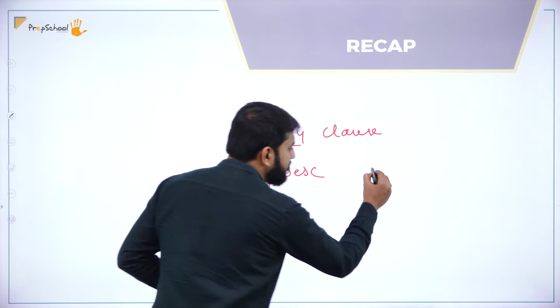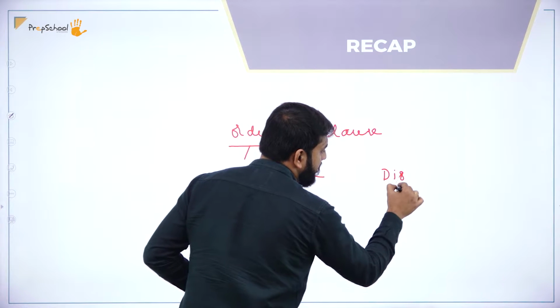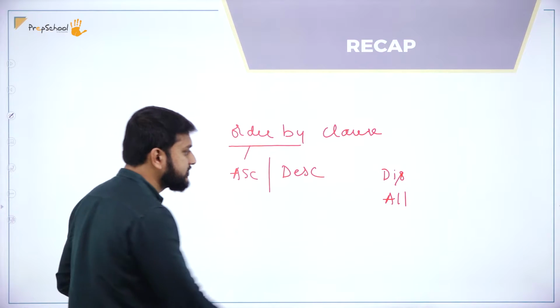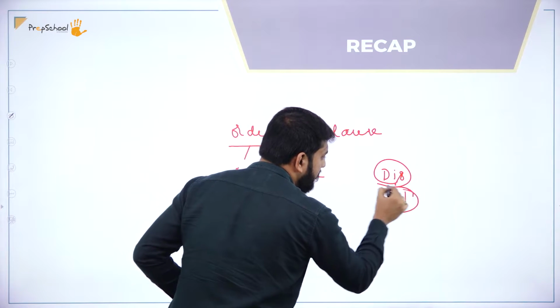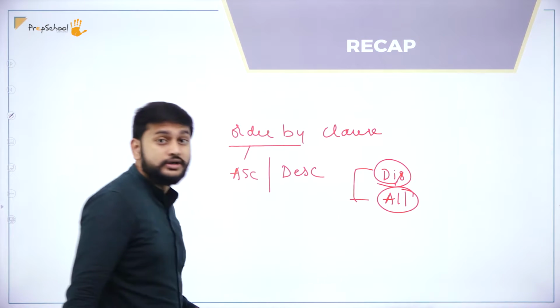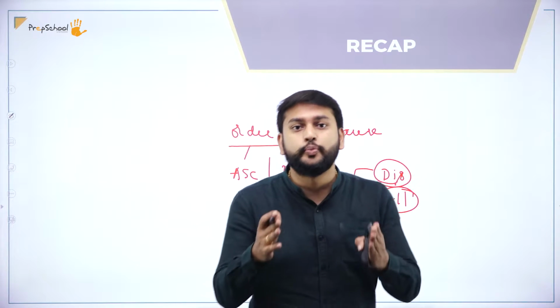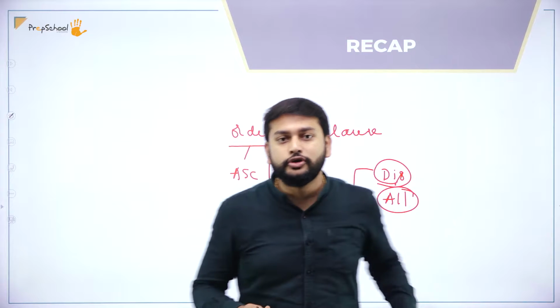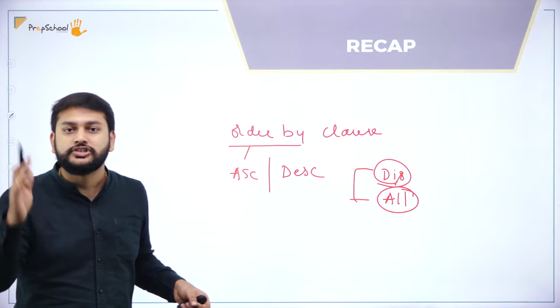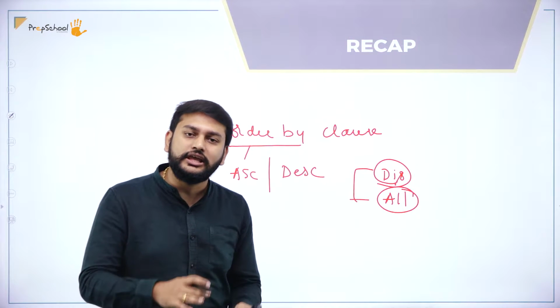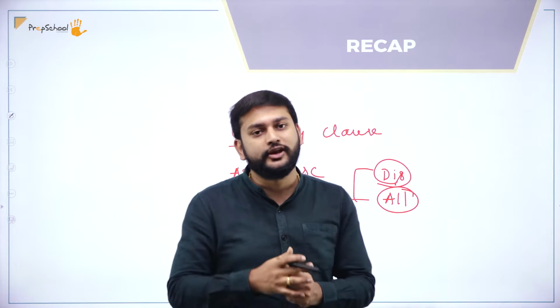I have started something about distinct, and also I have discussed about all. What is distinct and what is this all keyword that you have to remember. Distinct in the sense, if you are using the aggregate functions, please remember it will take both the parameters, distinct as well as all. Distinct in the sense unique value, all in the sense even it includes the duplicate values.